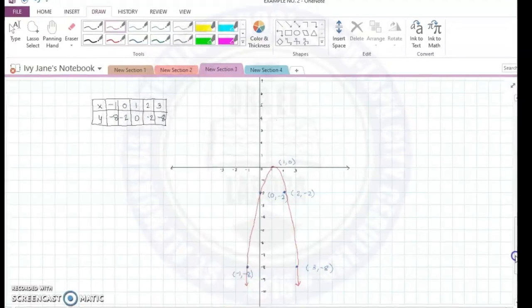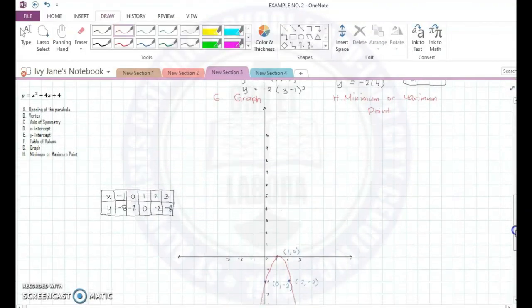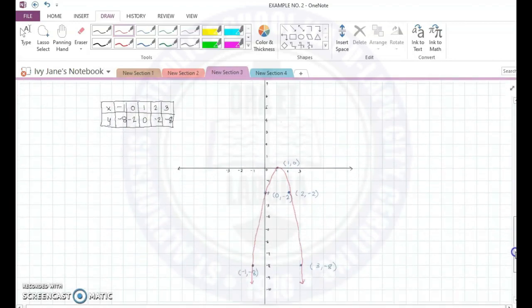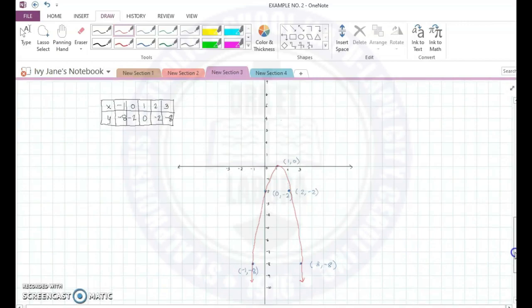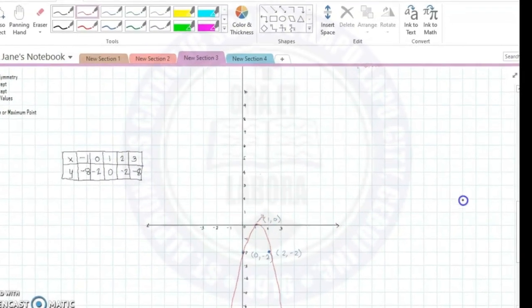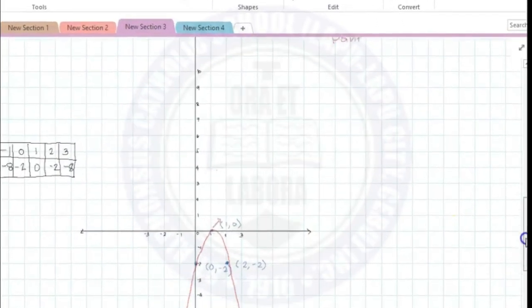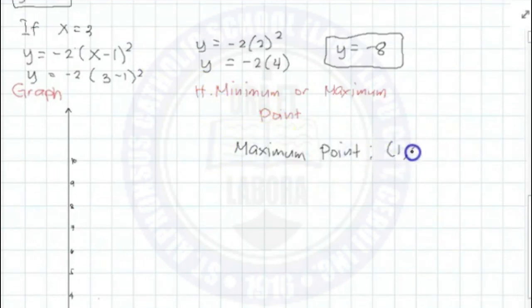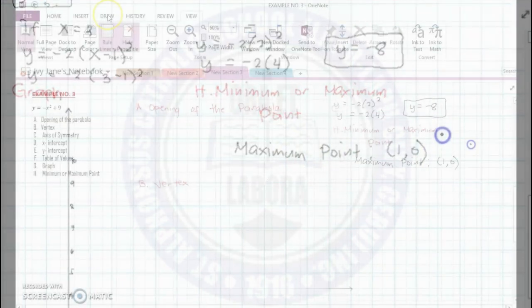Next, we're going to determine the minimum or the maximum point. Since our parabola opens downward, there's only a maximum point. So the maximum point is this one, the vertex. We'll write it here: the maximum point is 1, 0. And that would be the end of the second example.